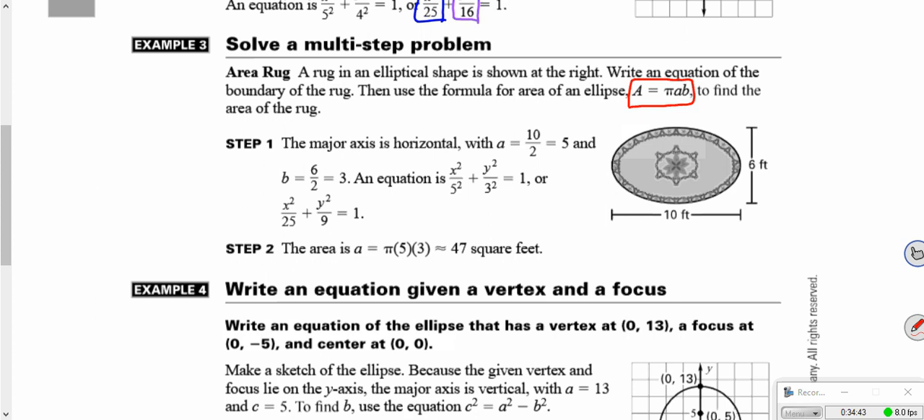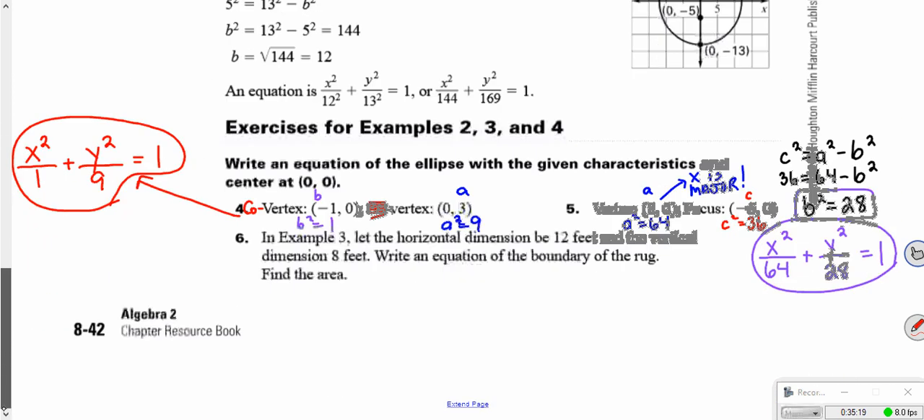Again, a being essentially the length from the center to the vertex, and b being the length from the center to the co-vertex. So in this case, from here to here is 5, and from here to here is 3. If they give you the dimensions of the rug as 10 by 6, then half the 10 is 5, that's your a, half the 6 is 3, that's your b. And then you can see how they kind of worked that. Now, let's go on down here and do this one.